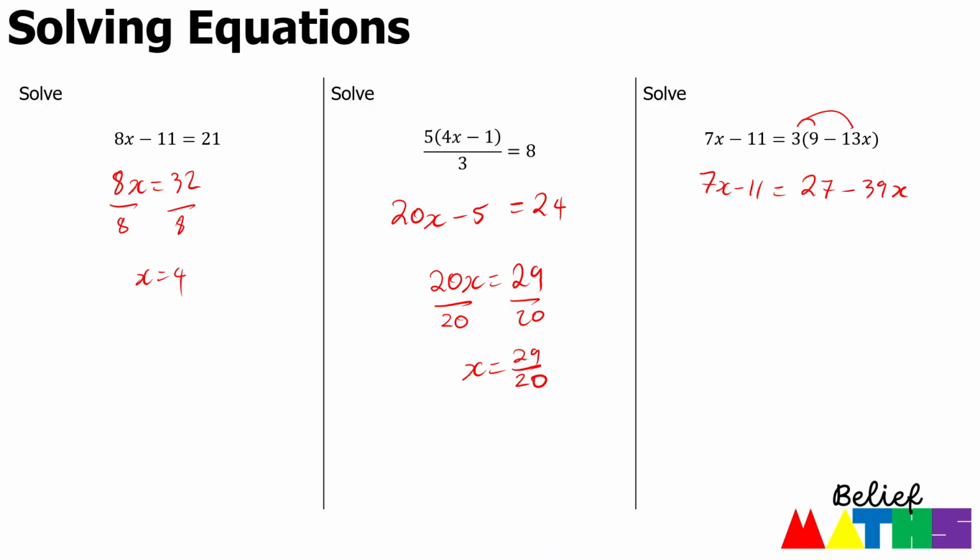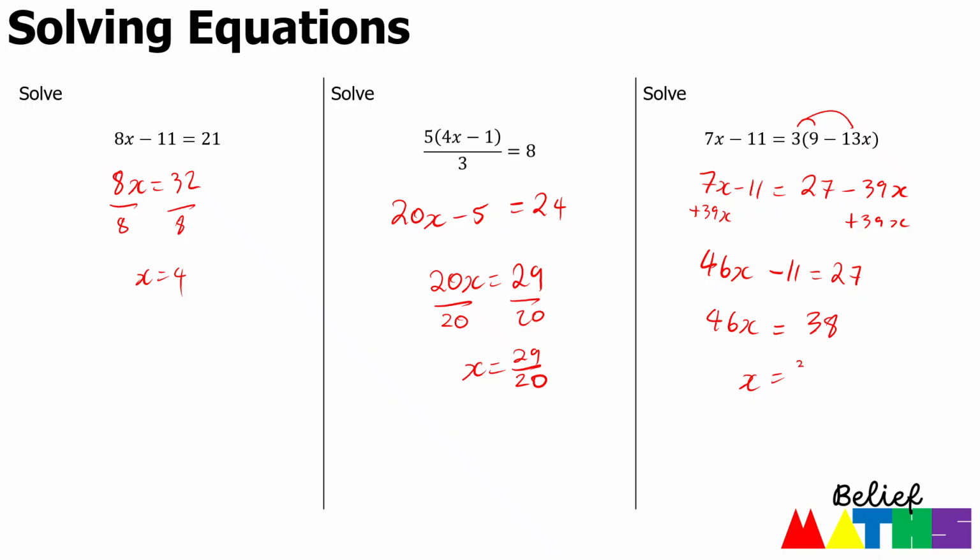Now what I like to do in these is I like to get rid of the smaller x. Now I know 7 is smaller than 39, but because that's negative 39, we're actually going to add 39 to both sides to make our life easier. Because again, we're trying to avoid using negatives. So that gives us 46x minus 11 is equal to 27. And now it's back to what we were doing at the very start. We add 11 to both sides, that's 46x is equal to 38.